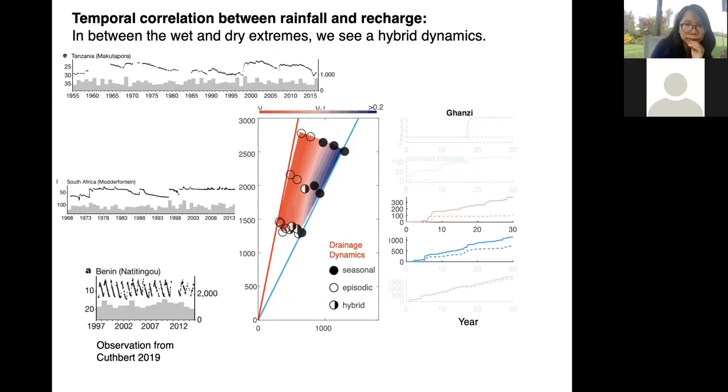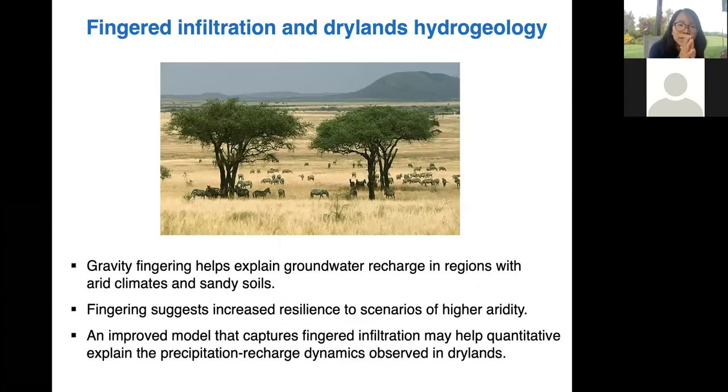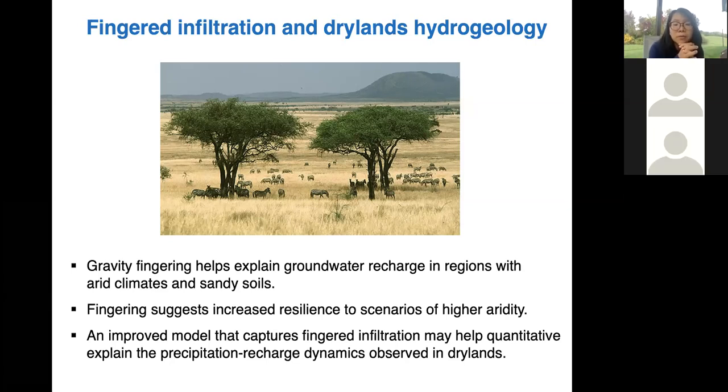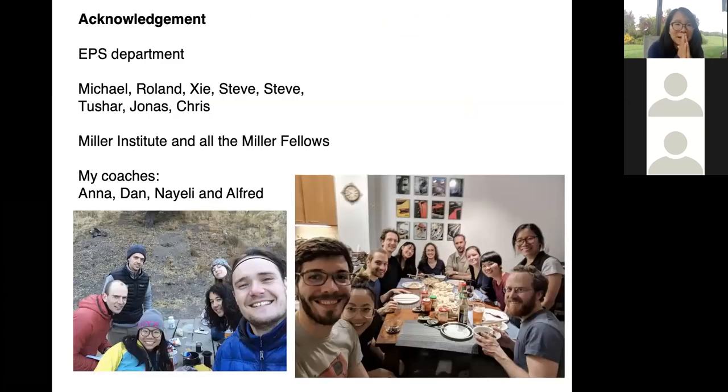So in conclusion, we think that gravity fingering, which is a fluid dynamical instability, really helps explain how groundwater is able to reach aquifers in some of the dry regions of the world. And we think that the fact that fingering allows water to quickly traverse through the topsoil suggests a higher resilience to aridity in the future climate. And lastly, we hope that an improved model that captures this type of infiltration physics may help better quantify the precipitation and recharge dynamics observed in these drylands. So that was the end of my talk.